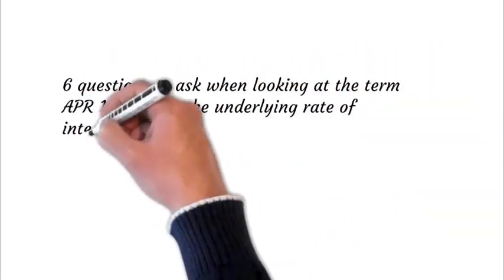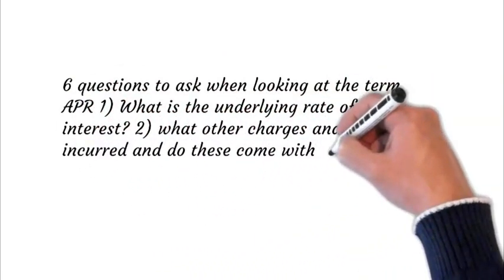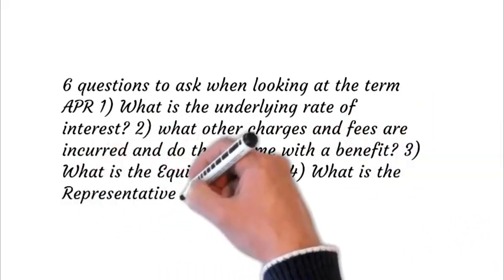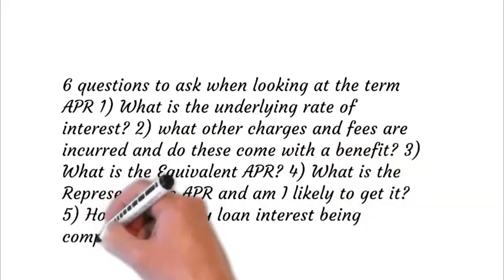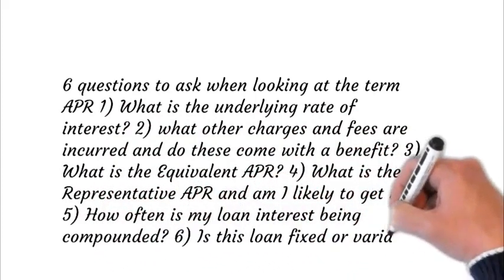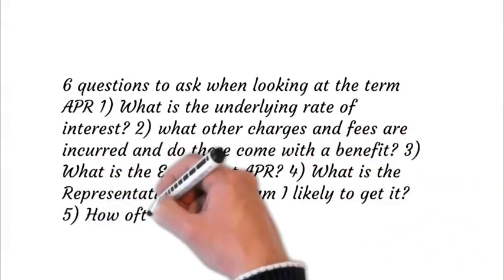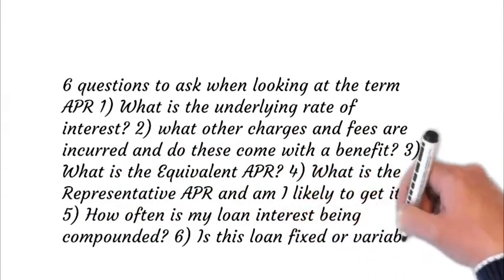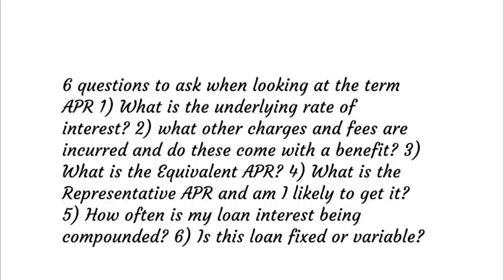Basically, there are 6 questions to ask when looking at the term APR. 1. What is the underlying rate of interest? 2. What other charges and fees are incurred, and do these come with a benefit? 3. What is the equivalent APR? 4. What is the representative APR, and am I likely to get it? 5. How often is my loan interest being compounded? 6. Is this loan fixed or variable?